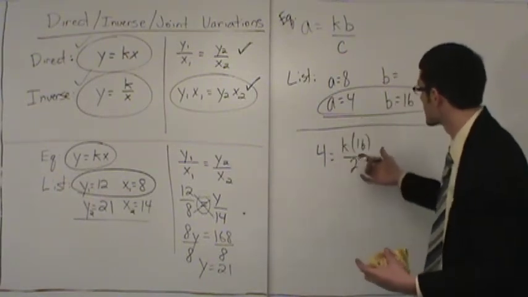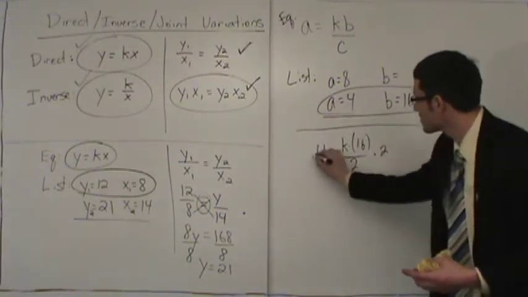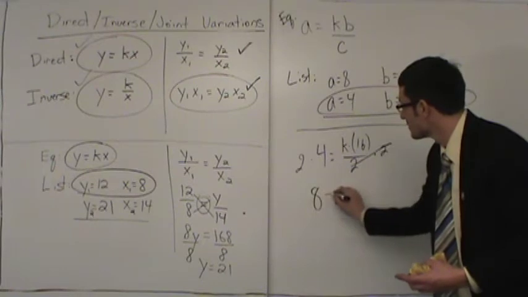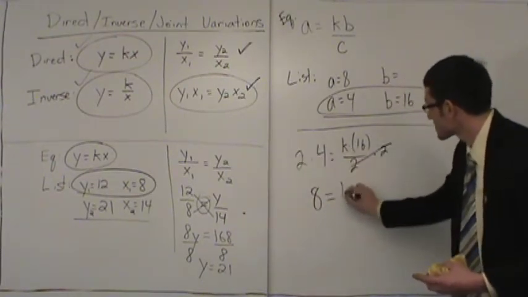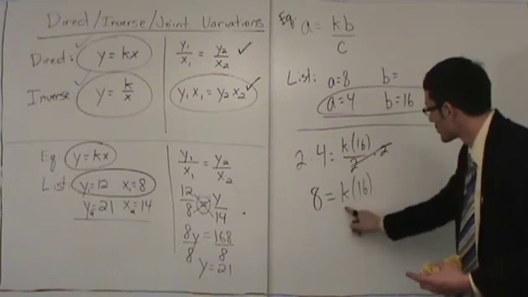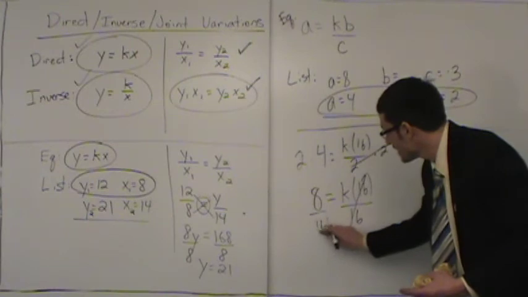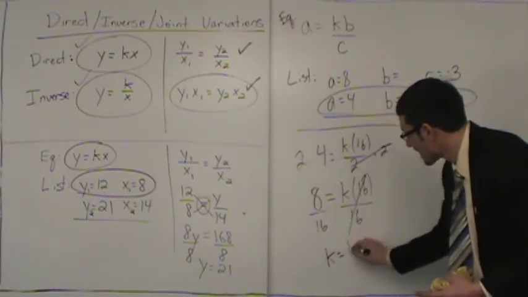Which one do we start with? I tell students start with the division first. Since K is being divided by 2, multiply by 2, cancel. So 2 times 4 is 8 equals K times 16. Now, since K is being multiplied by 16, divide by 16, divide by 16, what do we get? We get K equals 8 over 16, which is 1/2.